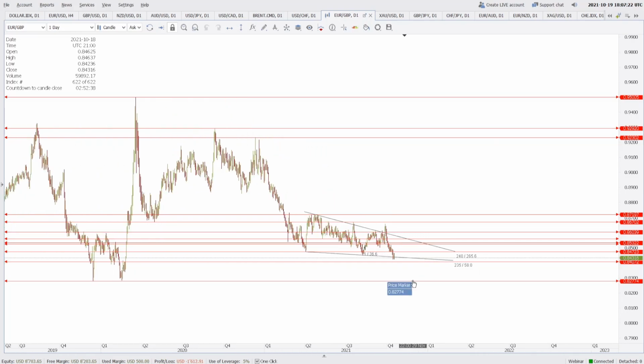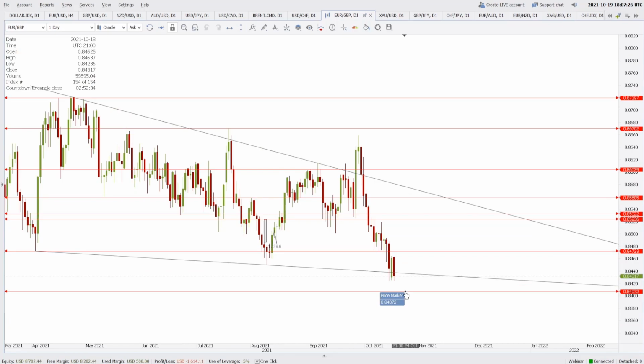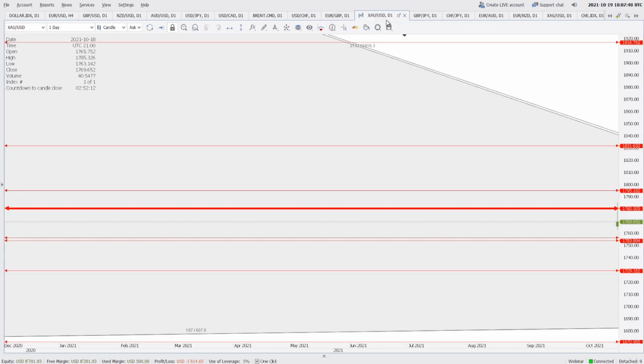So expect that level to hold, and right now the first support is 0.8407, and the first resistance that the price is going to face is 0.8472. But also notice that this falling wedge resistance, now support, will also try to act as a resistance if price closes below this level today. So 0.8407 is the immediate support, 0.8472 is the resistance for EURGBP.